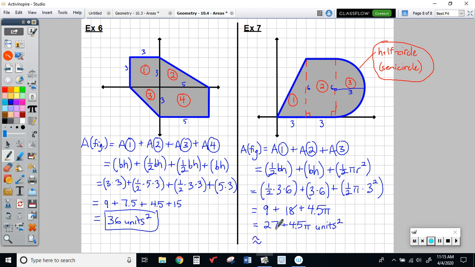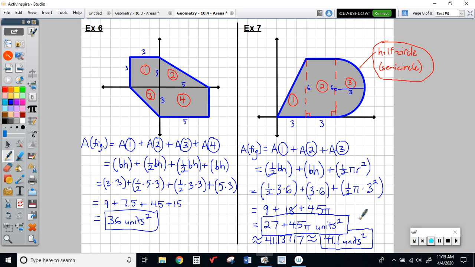If you plug that into a calculator, you'd have 41.13717, which rounded to the nearest tenth would be 41.1 units squared. The nearest hundredth, 41.14, because that's a 5 or higher. Nearest thousandth, 41.137, and so on from there. So this would be the exact pi form answer, and this would be the decimal answer rounded to the nearest tenth.